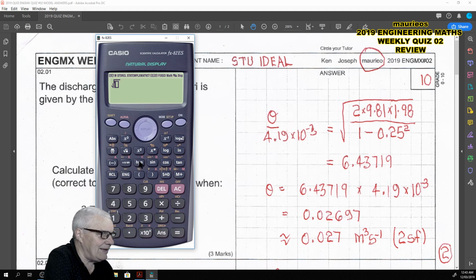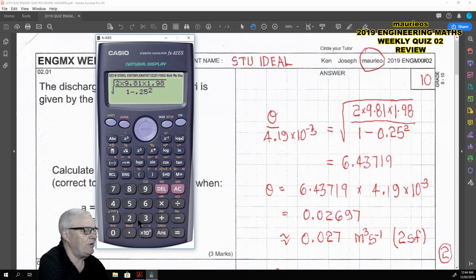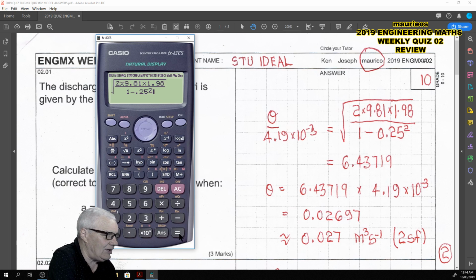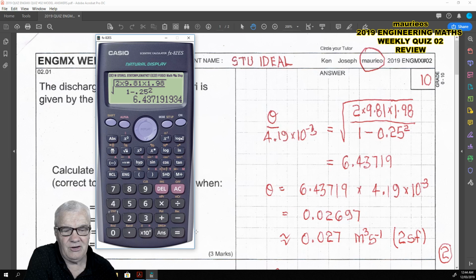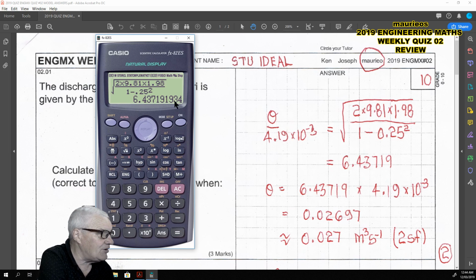So square root, and then my fraction. There's my fraction there. And then 2 times 9.81 times 1.98. And then we drop down, and that's 1 minus 0.25 x squared. That's very good. 2 times 9.81 times 1.98, 1 minus that there, and equals. And that gives us 6.437191934. I've written it down as 6.43719, but I've retained it in my calculator here.